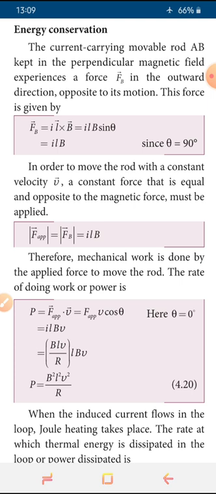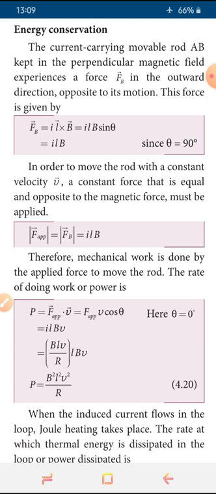Do you remember? Good. This is what you wrote in the homework test. And now following the equation 4.19, here we will discuss energy conservation. Okay, and for energy conservation we are going to derive the equation.